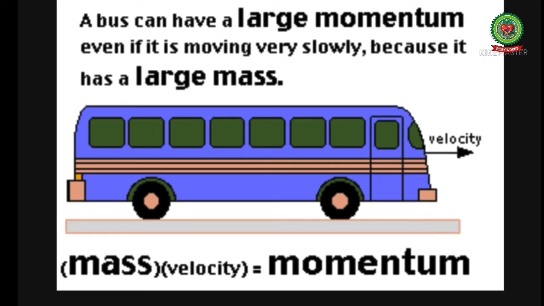Let's take another example. Here in the picture we can see a bus which is moving with a very small velocity. But the bus still has a large momentum. Why? The reason is, even though the velocity of the bus is very low, because of the large mass of the bus, the momentum of the bus is quite large.